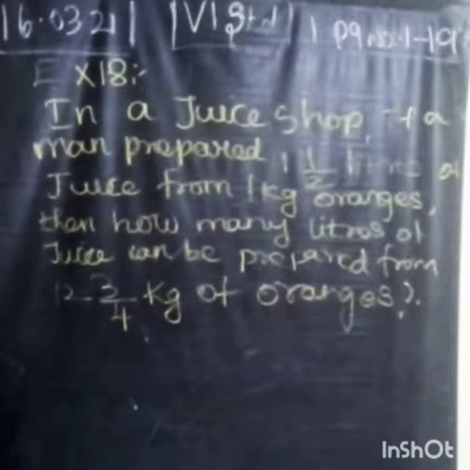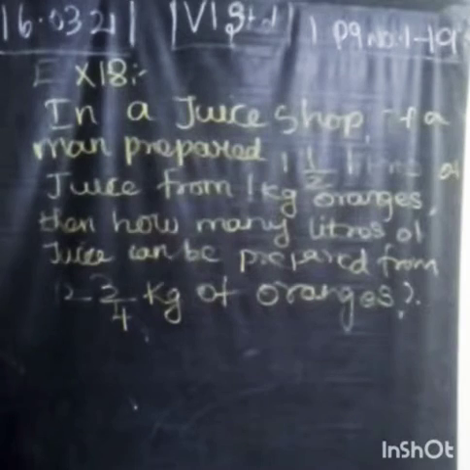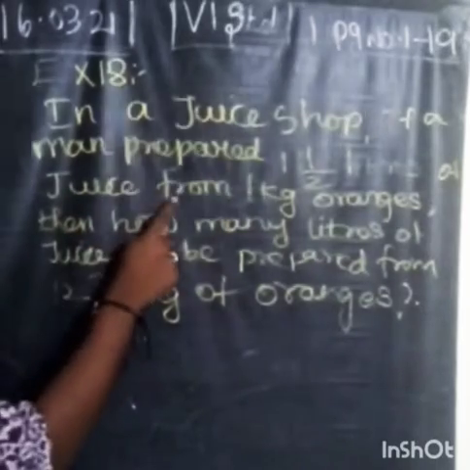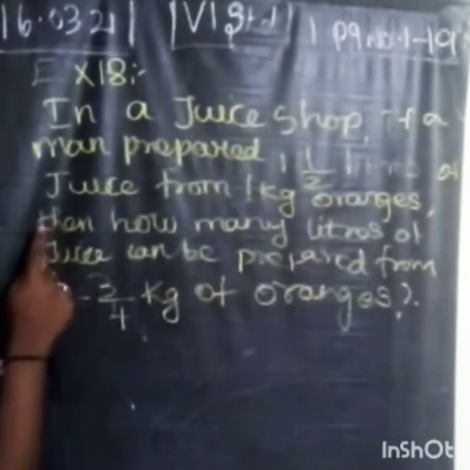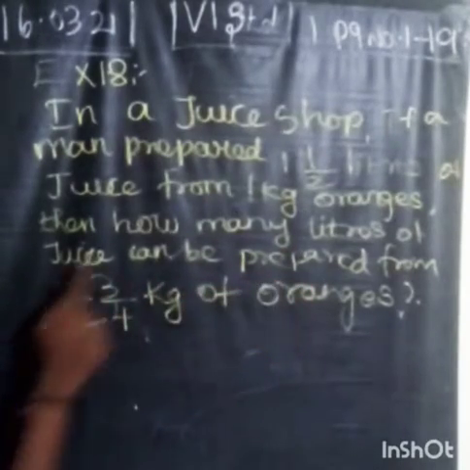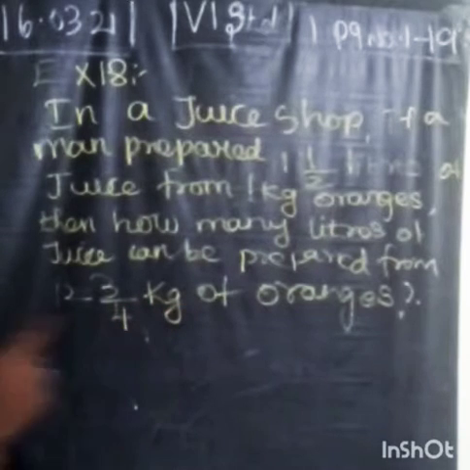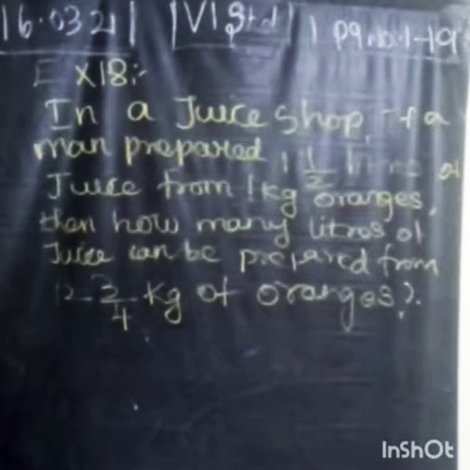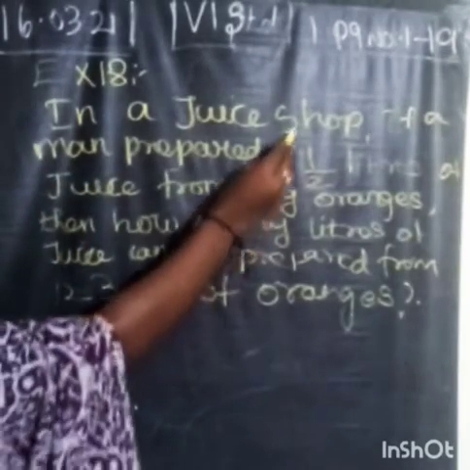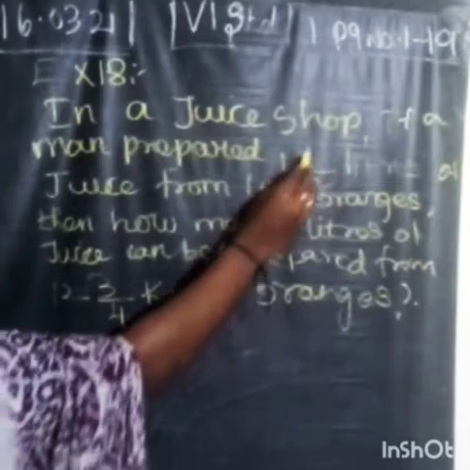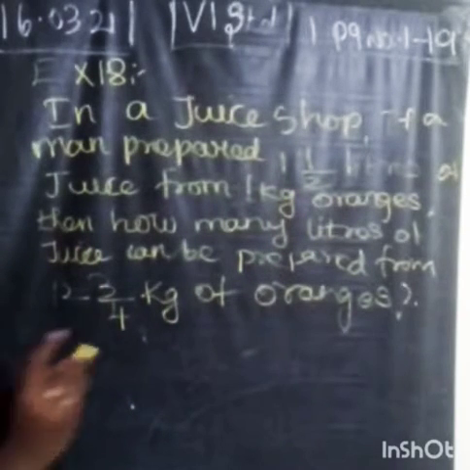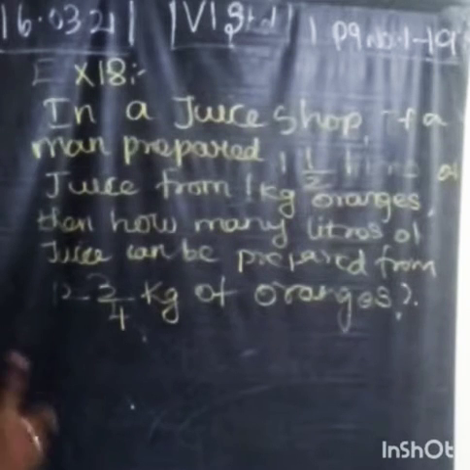The question is: in a juice shop, if a man prepared 1 1/2 liters of juice from 1 kg of oranges, then how many liters of juice can be prepared from 12 3/4 kg of oranges? In this word problem, they have given that a man prepared 1 1/2 liters of juice from 1 kg of oranges.